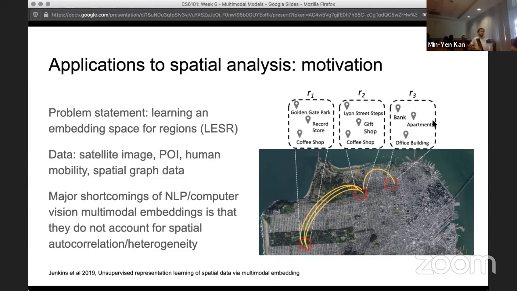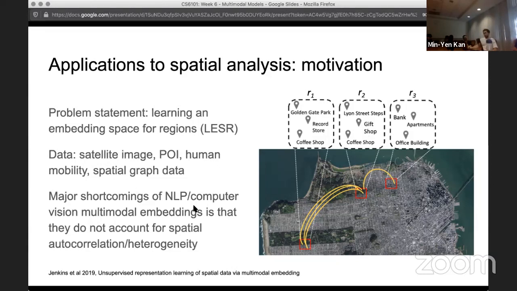So in this case, there's a lot of data about cities. There are satellite images, points of interest, data from traffic flow, and spatial graph data. So if you want to compare different regions, maybe using it in a regression model, let's say you want to predict the price of housing, can I define a variable that captures the essence of different neighborhoods?